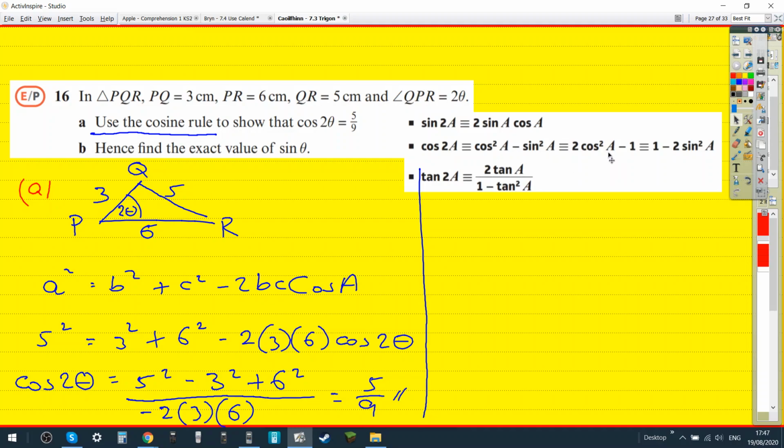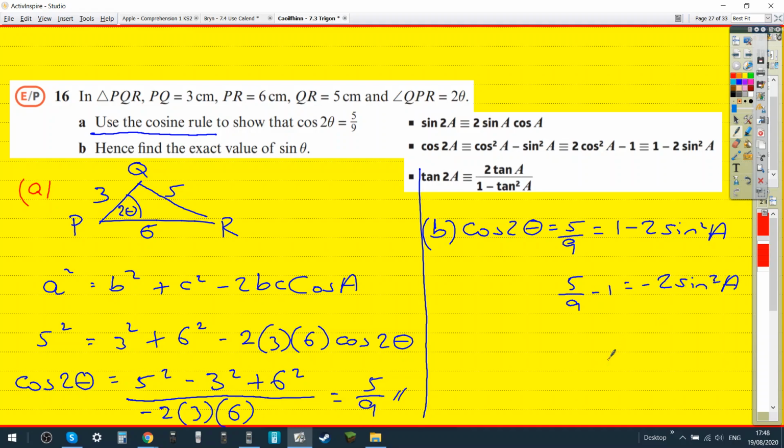We just said that cos 2 theta equals 5 over 9. So we need to change that to sine theta. We have to use the rule that only has sine, which is the 1 minus 2 sine squared A rule. So minus 2 sine squared A equals 5 over 9 minus 1.